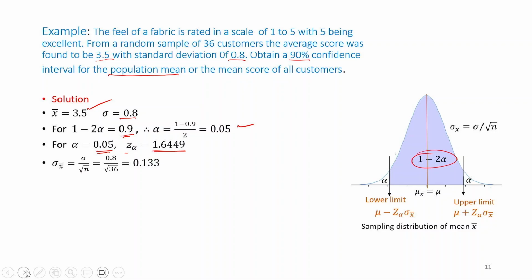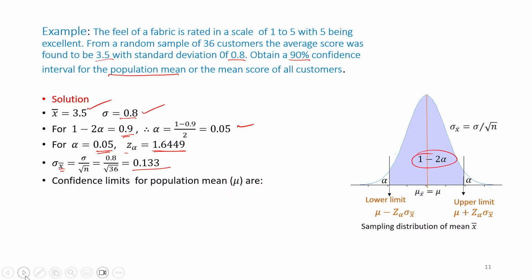Now standard deviation is given, which is 0.8. But what is the standard deviation of the sample mean? That is sigma X bar, which will be sigma by root n. So 0.8 by root over 36, which will be 0.133.